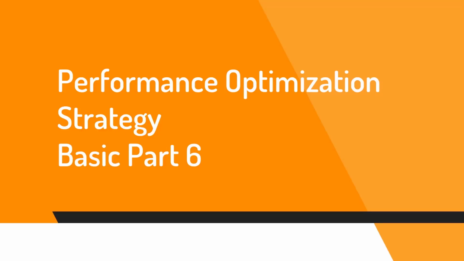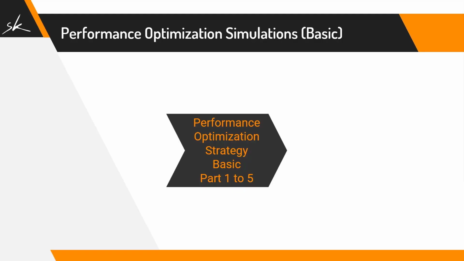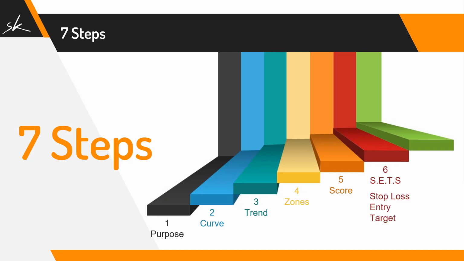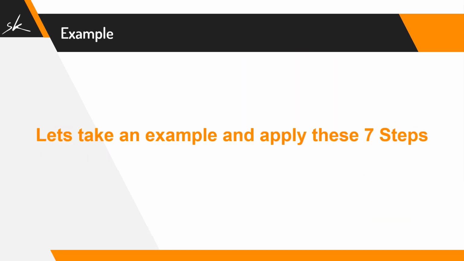Performance Optimization Strategy Basic Part 6. Let's apply whatever we learned to an example. We will follow 7 steps. Step 1, trade purpose. Step 2, curve analysis. Step 3, trend analysis. Step 4, zones. Step 5, booster scoring. Step 6, SETS, which stands for stop loss, entry, target, and position size. And step 7, placing orders. Let's take an example and apply all these 7 steps.